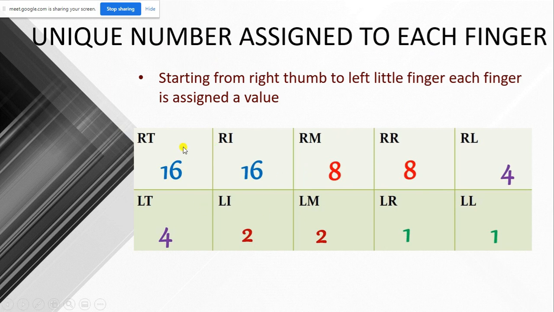So on the first position the RT is given 16, RI is given 16, RM is given the number 8, RR is given the number 8, RL is given the number 4, LT is given the number 4, LI is given the number 2, LM is given the number 2, LR and LL are given the number 1.